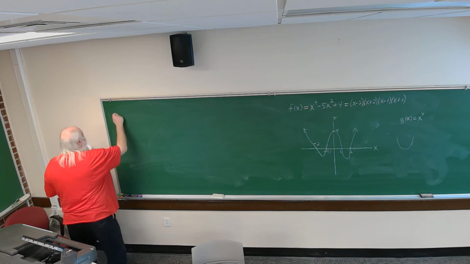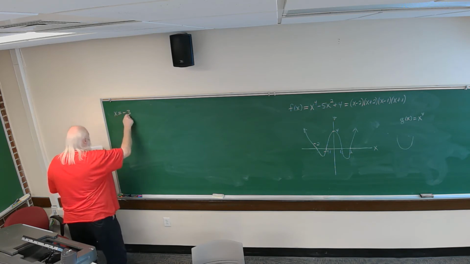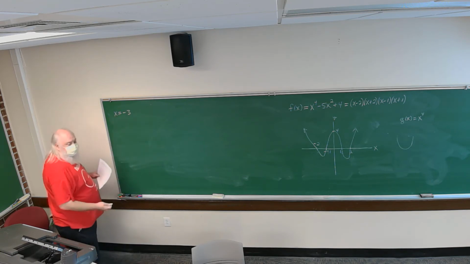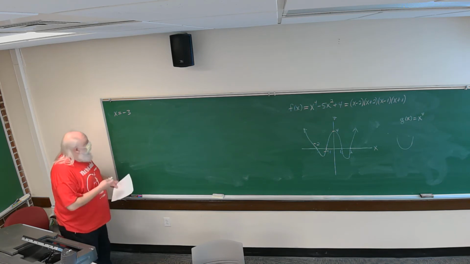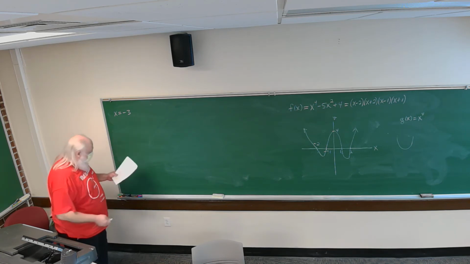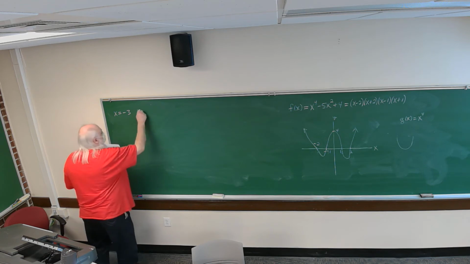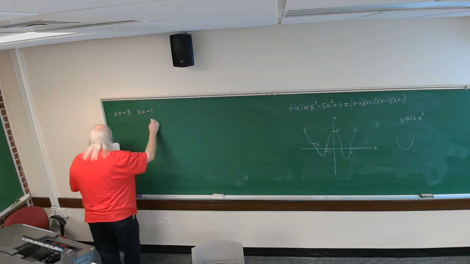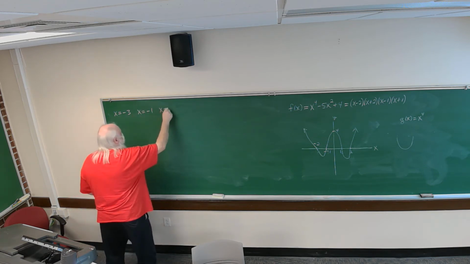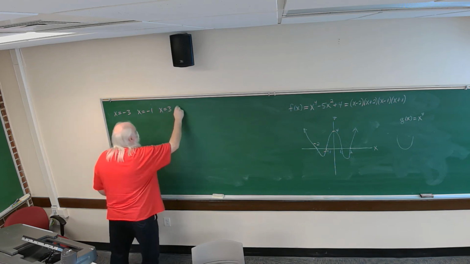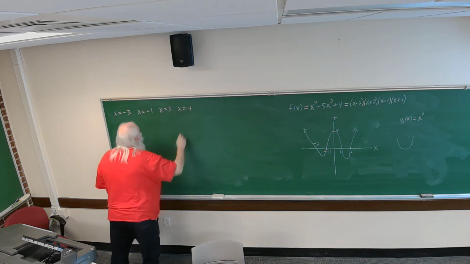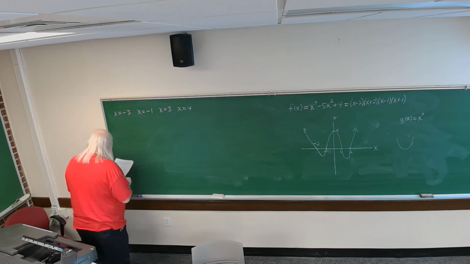So remember, zeros and x-intercepts are the same thing, right? So it's an x-intercept or 0 at x equals -3, x equals -1, x equals 3, and x equals 4. Okay.